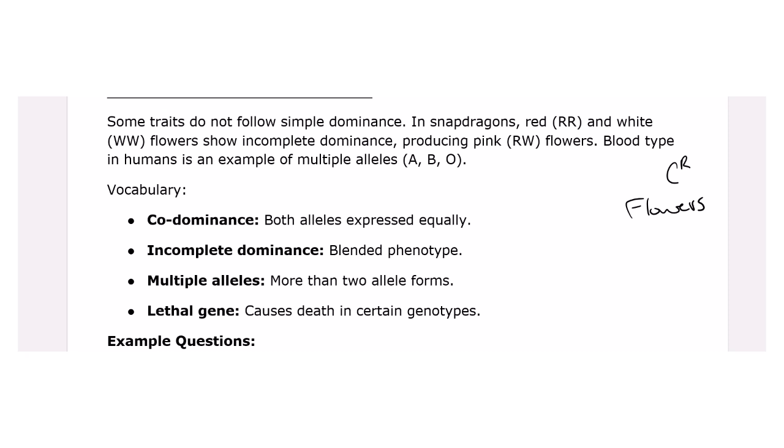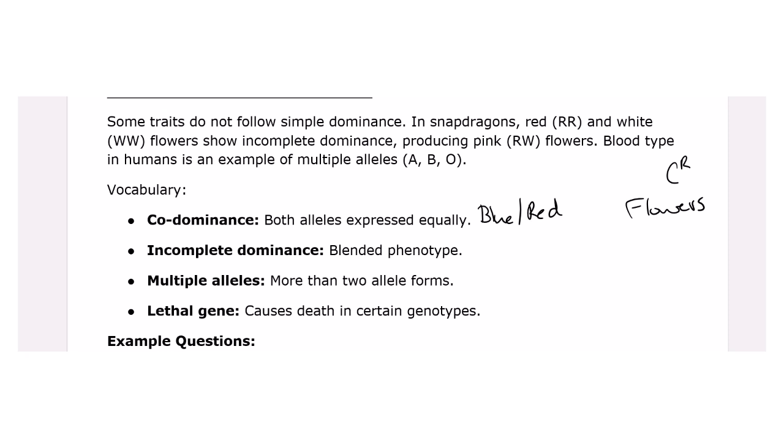Okay, so if they're blue and green, or blue and purple, blue and red, really ugly. Okay, we have blue flowers and red flowers, and we breed them. If they're codominant, what would we see? We would see both blue and red. So some petals would be blue, some petals would be red.